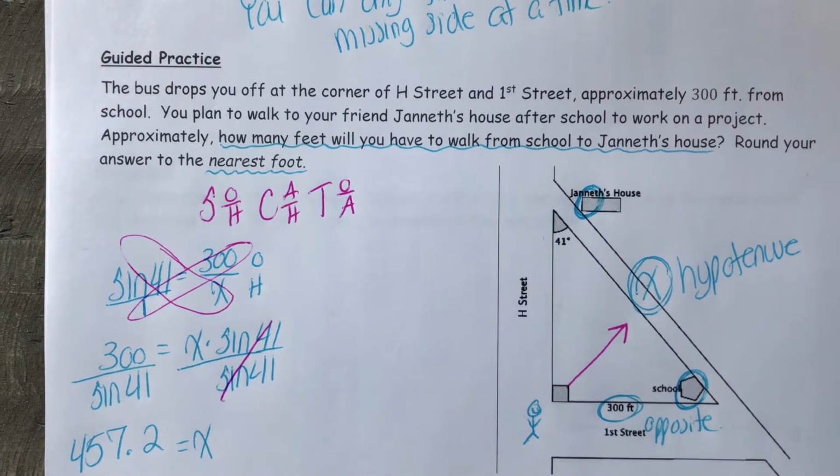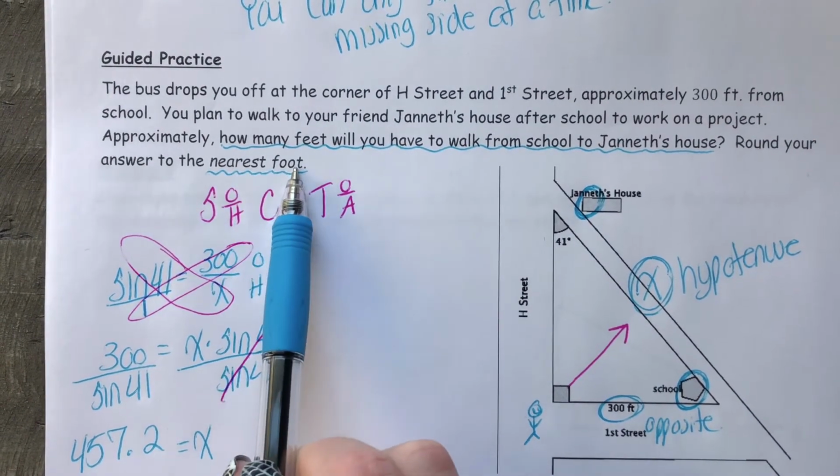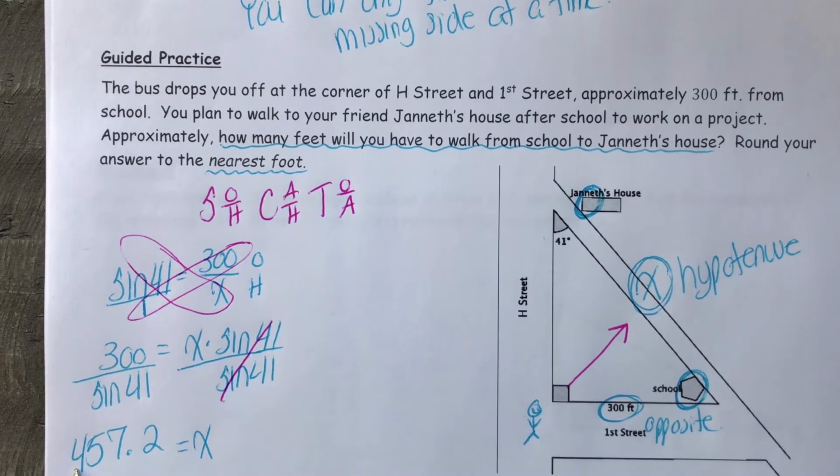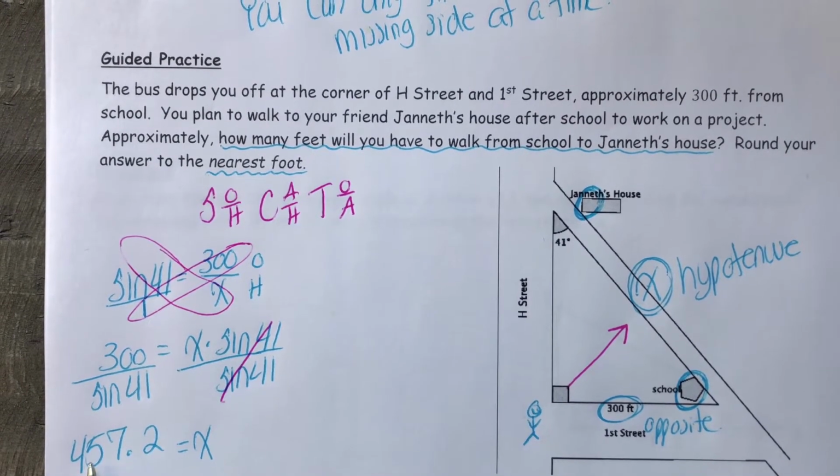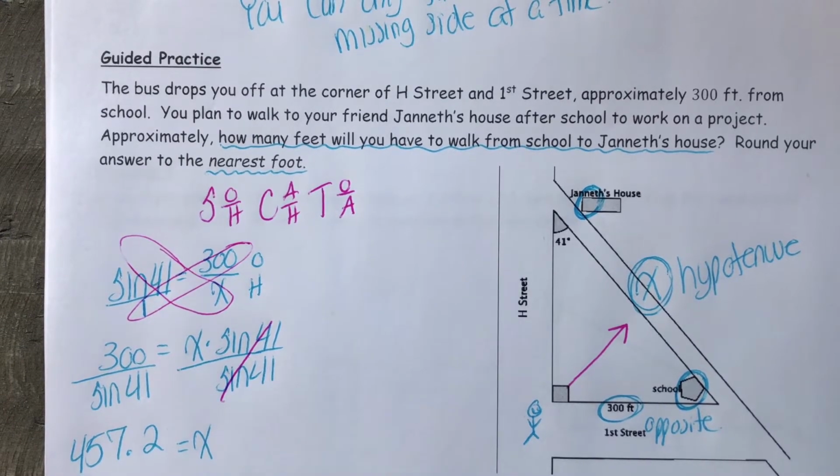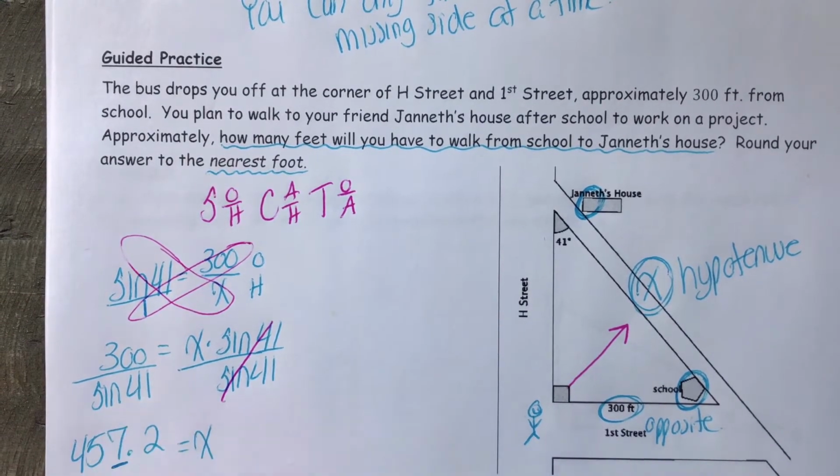457.2, da da da da da. But I want to round to the nearest foot. So is it going to be 457 feet, 458 feet, right? I have to stop at that ones place, that whole number here.